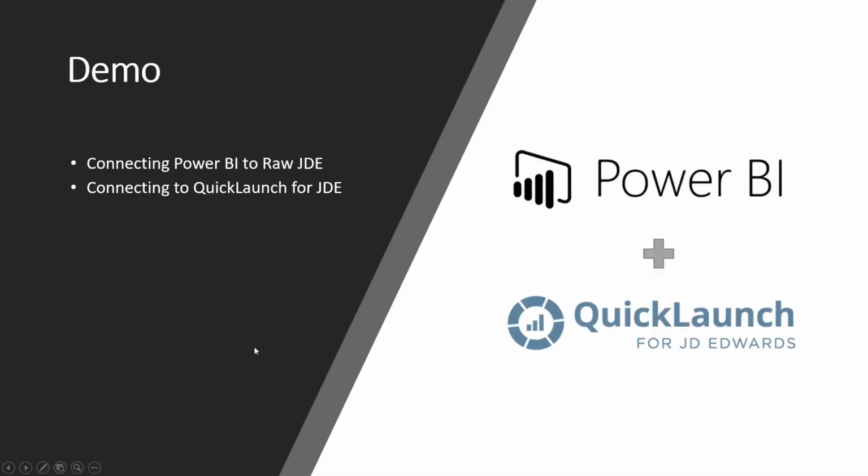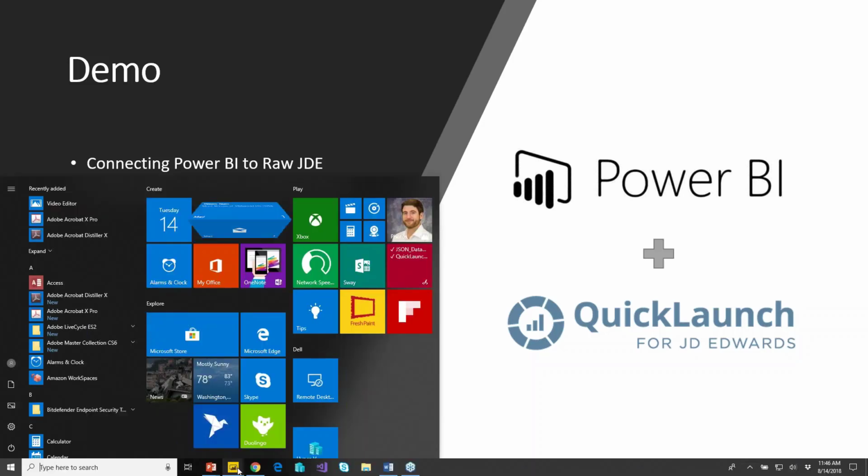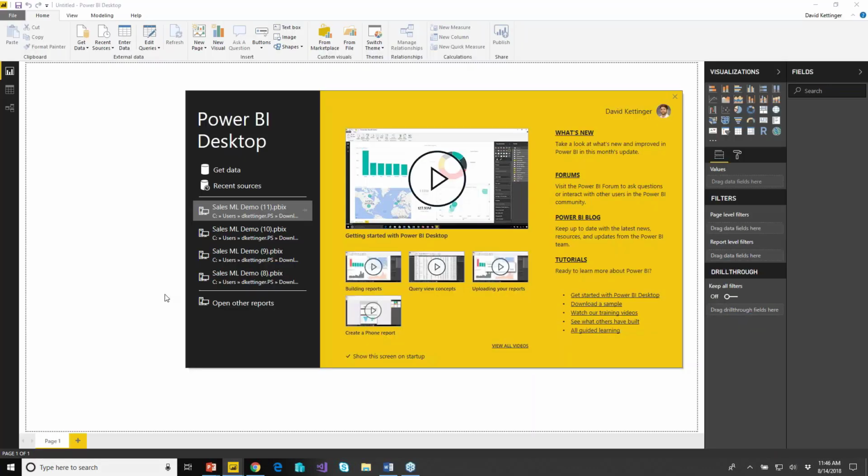So the last little demo we'll do is in Power BI. We'll look at how we can connect a tool such as Power BI directly to a JDE transaction system and what that experience is like, and then we'll switch gears and look at how we can use the QuickLaunch solution for JD Edwards to really accelerate this entire process. So I already have a new Power BI Desktop file open, and this is the splash screen you'll see when you open one.